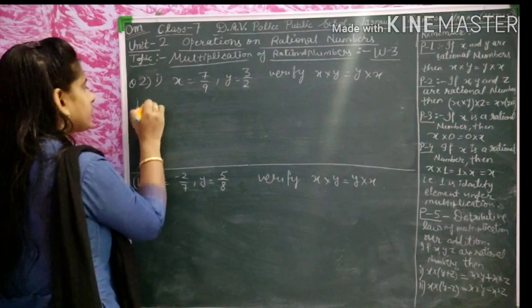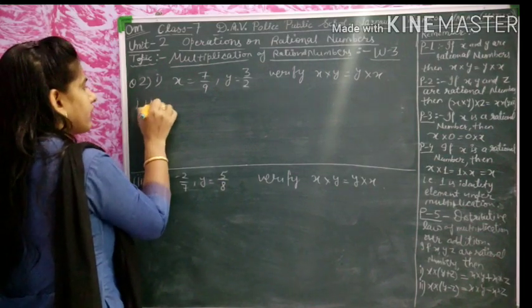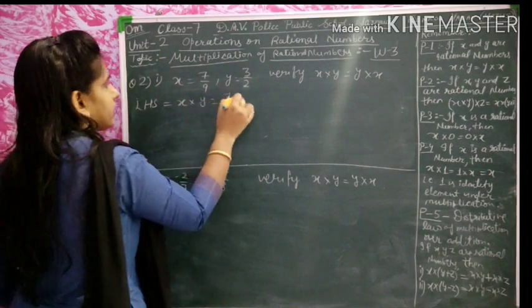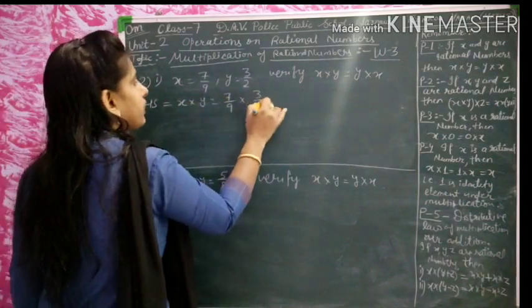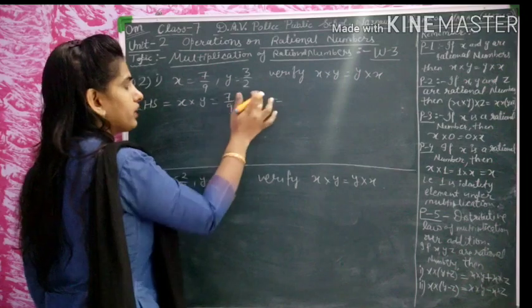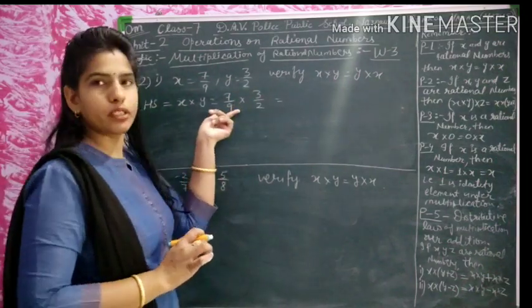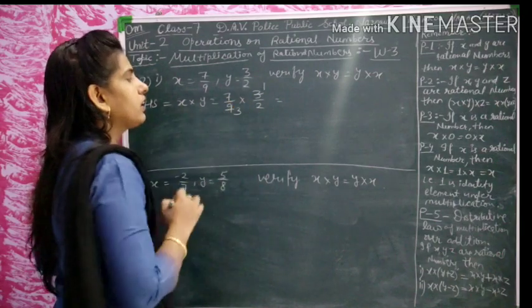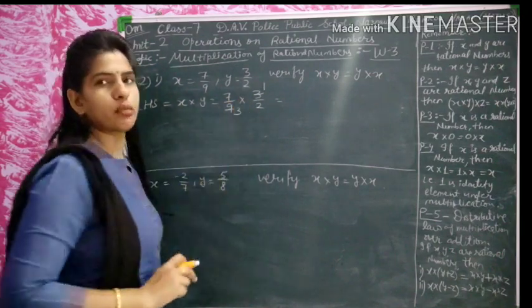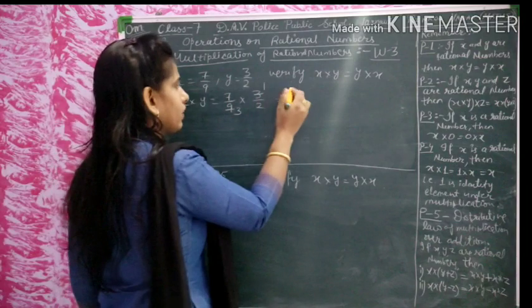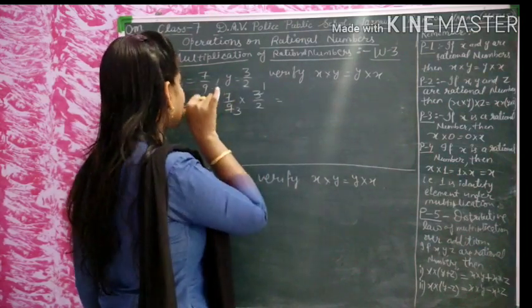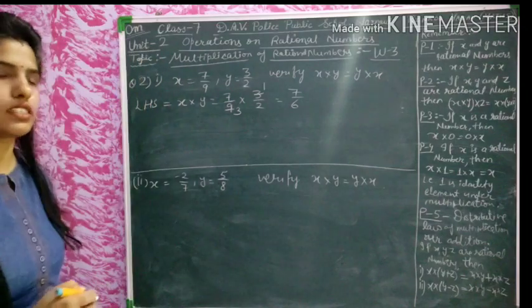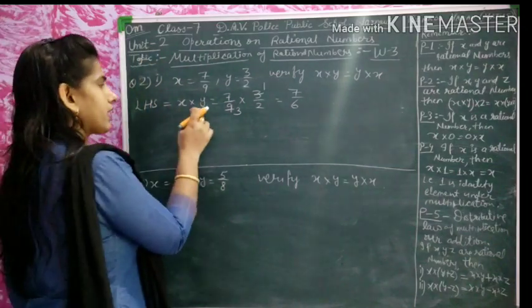So students, let's see. This is the first, the LHS side. X into y is 7 by 9 into 3 by 2. We will do here that the numerator and denominator both are divided by 3. 3 1s are 3 and 3 3s are 9. The same number divides both numbers. Then we will cut here, and now no number is cutting here. 7 1s are 7, 3 2s are 6. We will get the answer 7 by 6. That's the x into y.